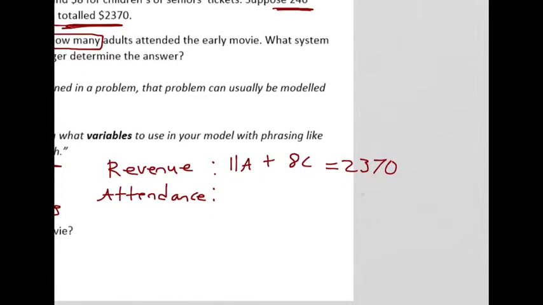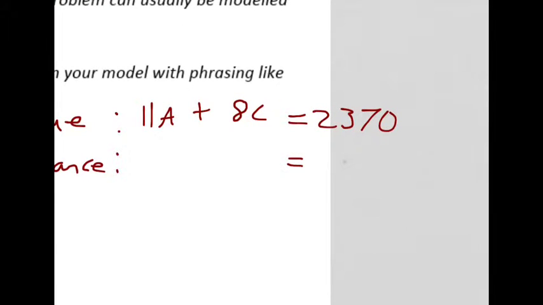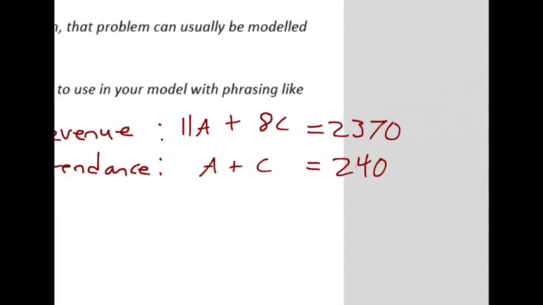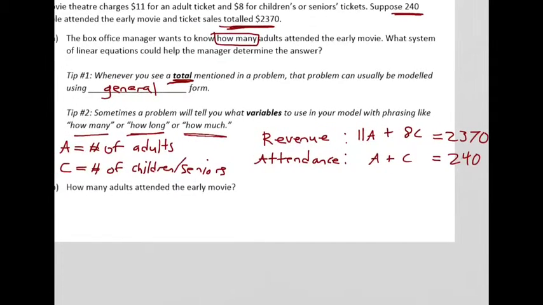The second linear system models attendance, and their total was 240. How was that created? Well, 240 is simply all of the adults plus all of the children and seniors, and all of that should sum up to 240. So here's our linear system.